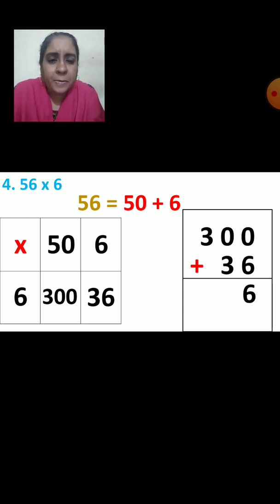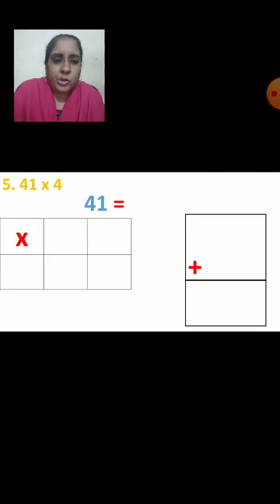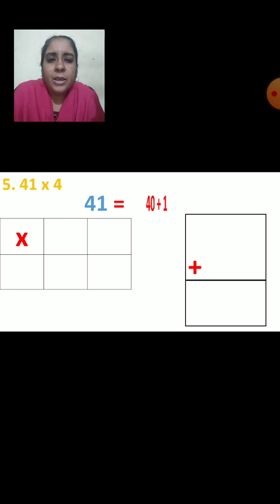Now you are going to add 6 plus 0. Okay. 0 plus 3. And you have to bring that 3 down. So what is your answer? 336. So you will write 300 plus 36 equal to 336. So this is your answer, children. Now fifth question. 41 multiply by 4. Now here also you have to show the breakup of 41. So how you are going to show the breakup of 41? Yes, 40 plus 1. Very good.